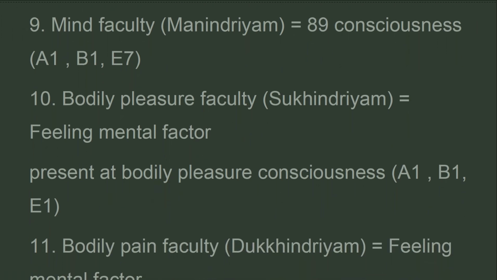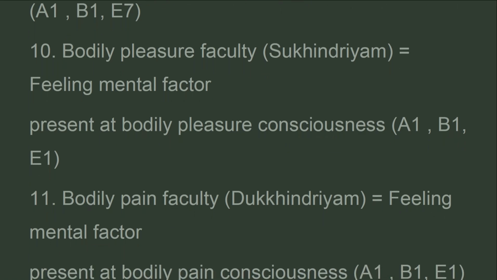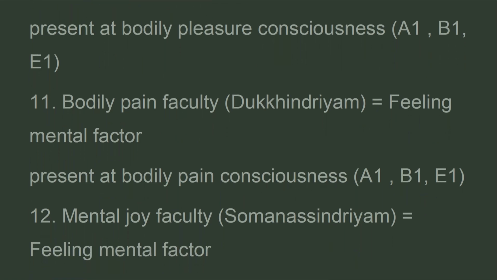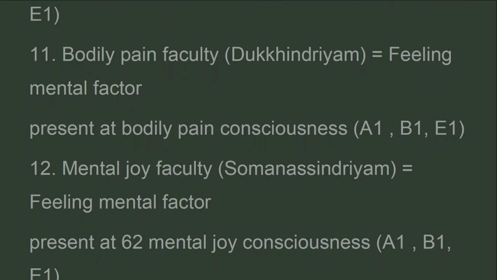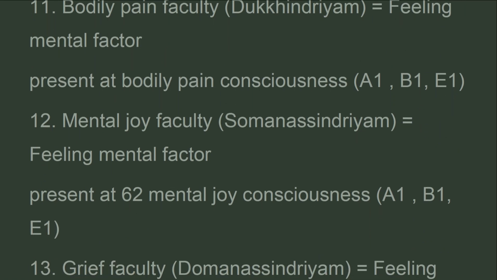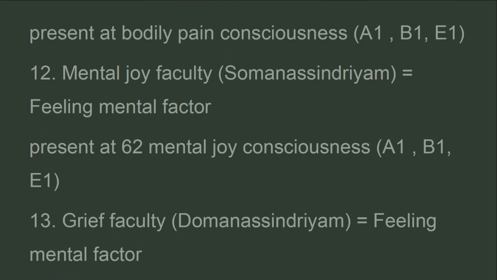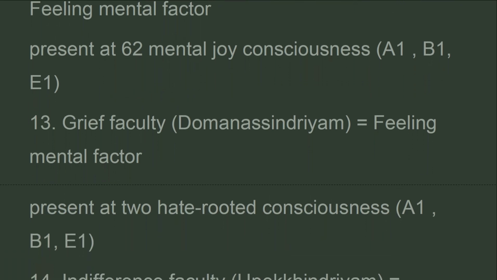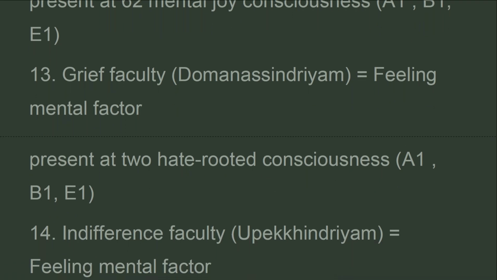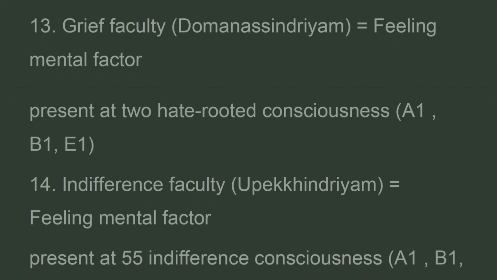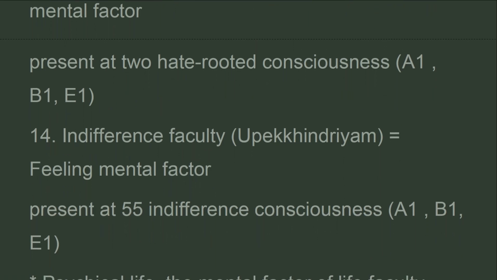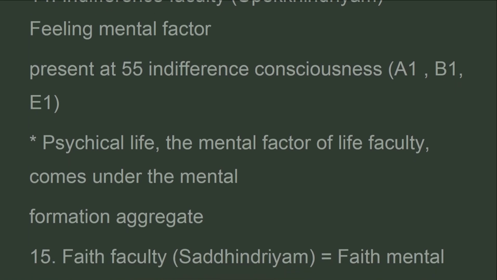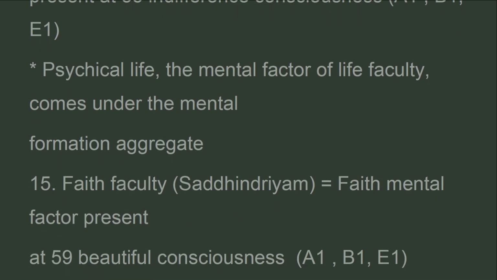10. Bodily pleasure faculty equals feeling mental factor present at bodily pleasure consciousness. 11. Bodily pain faculty equals feeling mental factor present at bodily pain consciousness. 12. Mental joy faculty equals feeling mental factor present at 62 mental joy consciousness. 13. Grief faculty equals feeling mental factor present at 2 hate-rooted consciousness. 14. Indifference faculty equals feeling mental factor present at 55 indifference consciousness. Psychical life, the mental factor of life faculty, comes under the mental formation aggregate.